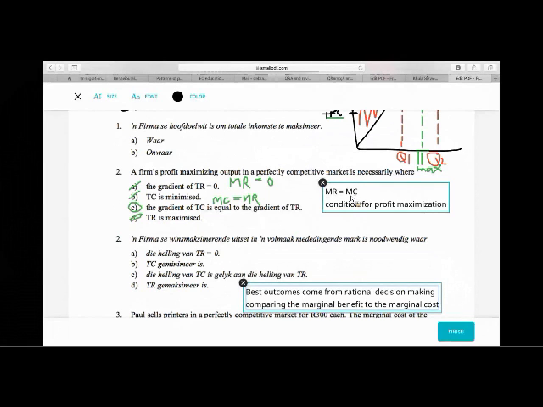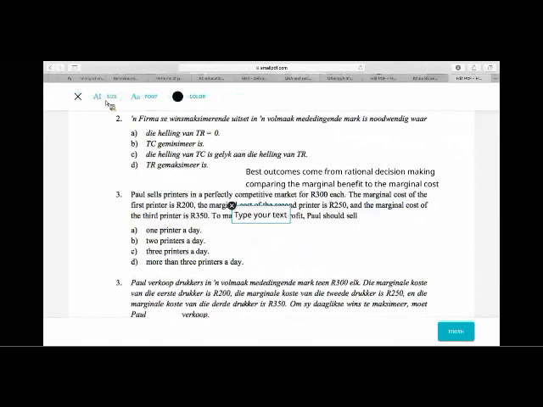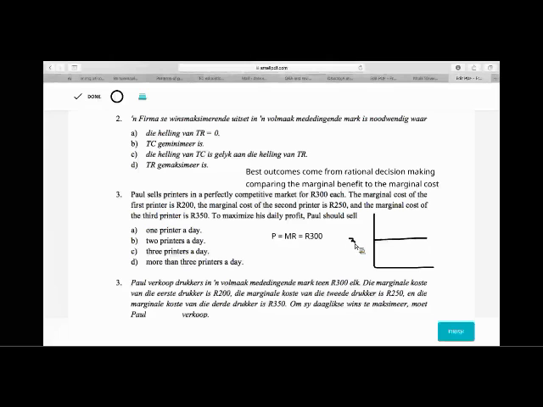So when we look at this question, it tells us that Paul sells printers in a perfectly competitive market for 300 Rand each. What that means is that Mark can only charge 300 Rand. So his marginal revenue is always 300 Rand. In terms of the picture of a perfectly competitive firm, what this tells us is that his price is given to him at 300 Rand, and this is where his demand and marginal revenue curve lies. Okay, so that's his marginal revenue and demand curve.